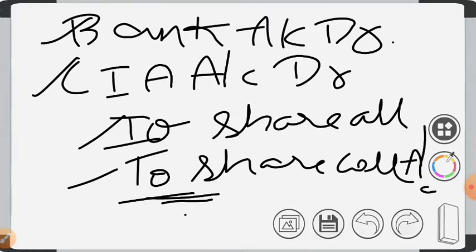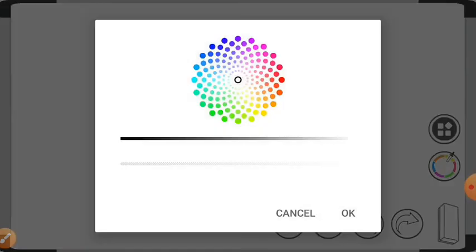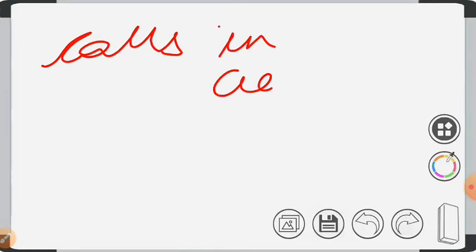It's not compulsory to write both share allotment and share call account. When a shareholder fails to pay only allotment money, then you have to write only to share allotment account. If he fails to pay both share allotment and share call, you have to write to share allotment account, to share call account. So let us go to the next topic, calls in advance.